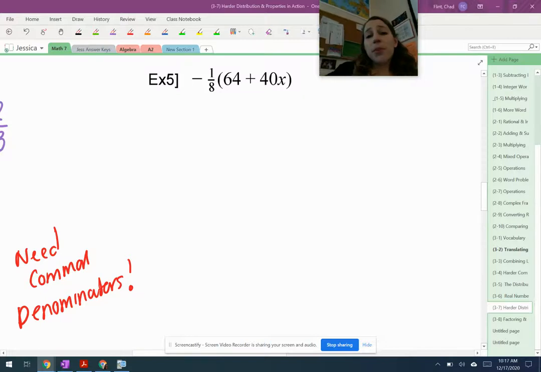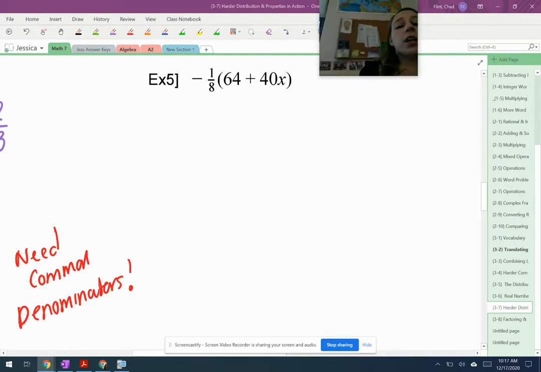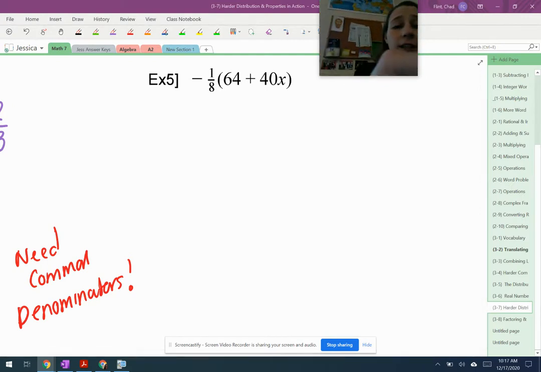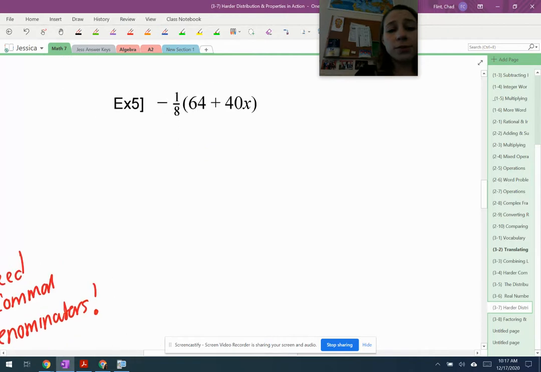Last and final example, number 5 of 3-7. Here we go. So again, you might be freaking out mildly because there's a fraction here to distribute, but this is actually a better fraction than our last example because it's just a simple 1 over something. So I am starting to distribute that negative 1/8 to both pieces inside the parentheses there.